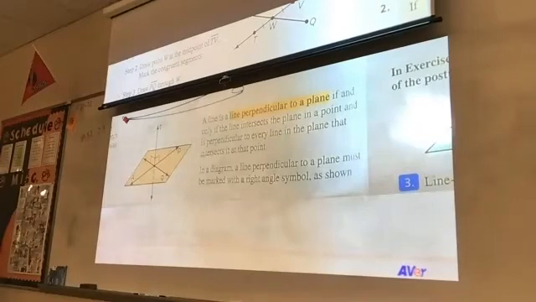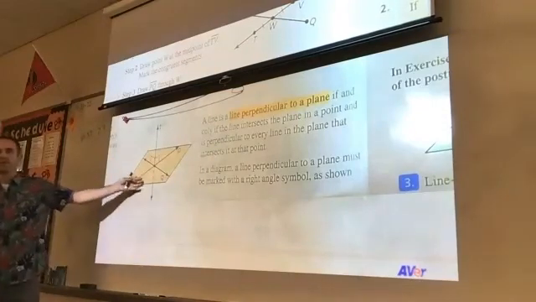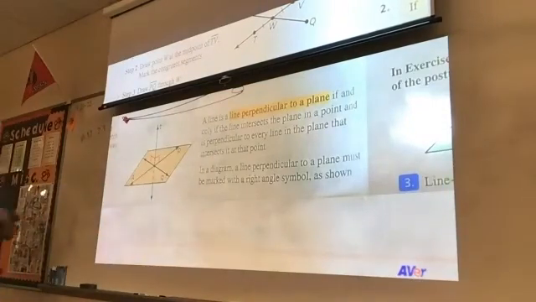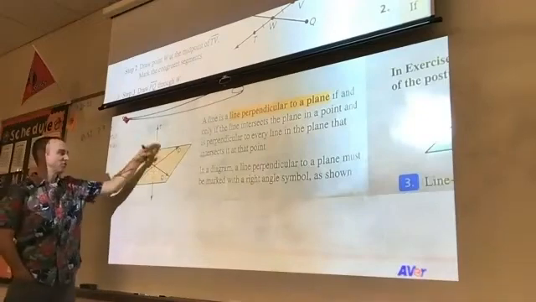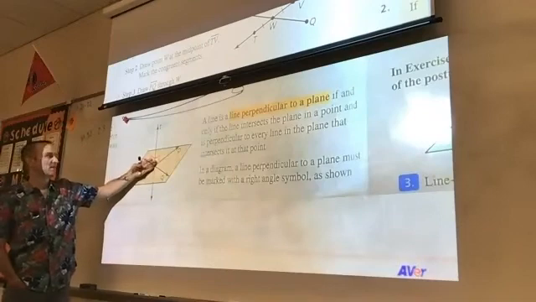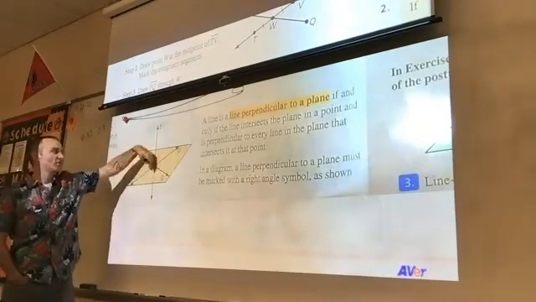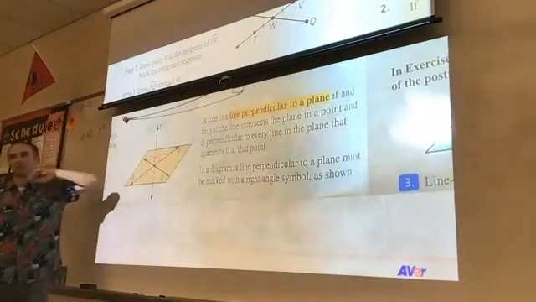If and only if the line intersects the plane in a point and is perpendicular to every line in the plane that intersects at that point. That's a lot of words. Okay, that's a lot of stuff. Basically what it's saying, guys, is if this line T is going to be perpendicular to the plane, it has to be perpendicular to any line that's drawn on the plane that goes through this point. It can't just be perpendicular to one line on the plane. It's got to be perpendicular to all of those lines that we can draw through that intersection point.